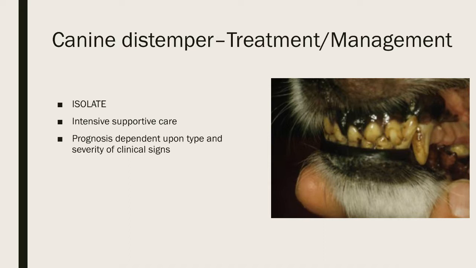Dogs that have fulminant distemper need intensive supportive care based on the symptoms that they're showing. So they may need nutritional support because they're anorexic. They may need support with secondary antibiotics because of secondary bacterial infections. They may need antiemetics, so anti-vomiting drugs, if they have horrible GI signs. And their prognosis through this treatment and management really depends upon the type and the severity of their signs.